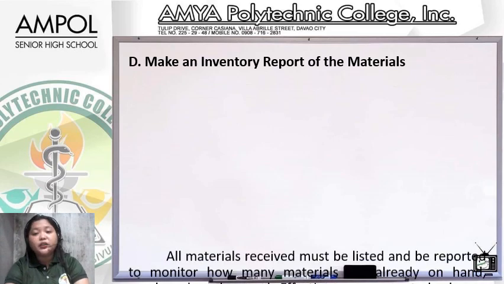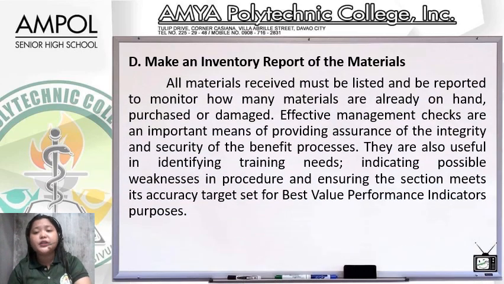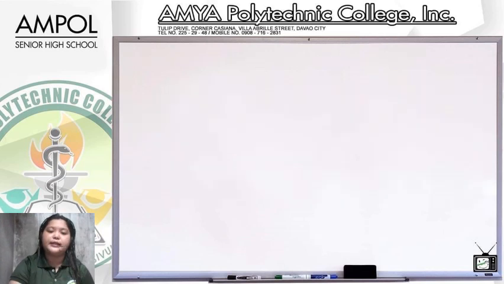In making an inventory, all materials received must be listed and reported to monitor how many materials are already on hand, purchased, or damaged. Effective management checks are an important means of providing assurance of the integrity and security of the benefit processes. They are also useful in identifying training needs, indicating possible weaknesses in procedure, and ensuring the section meets its accuracy target set for best value performance indicators purposes.